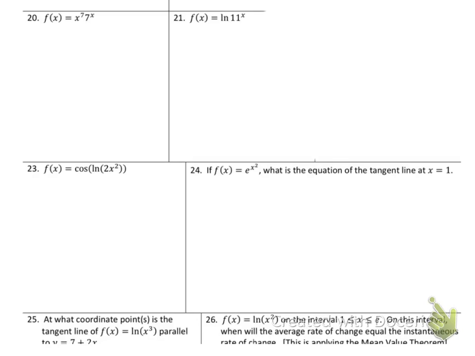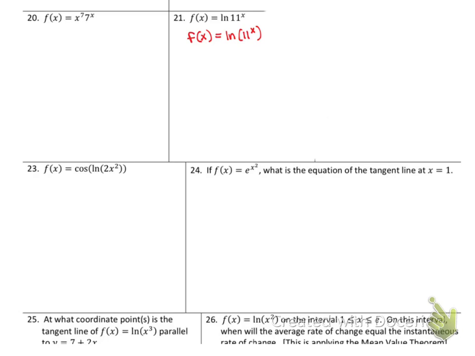So the first one you have is 21, f of x equals the natural log of 11^x. When you're doing this problem, it might be helpful, just so you can recognize the inner and outer functions, to put parentheses around this, okay? That might be one way to do it.